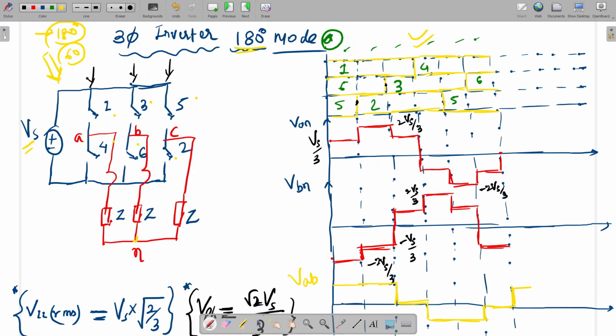Is it clear? Yes, sir. How to remember? Okay, so this way we can remember it.